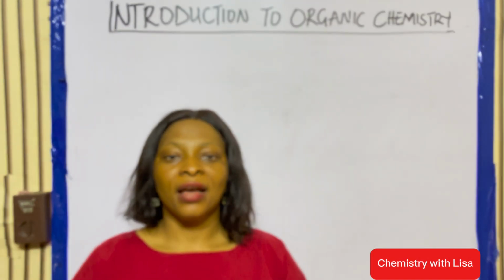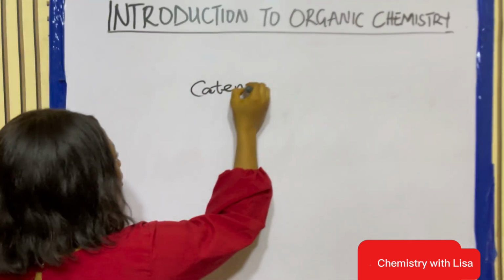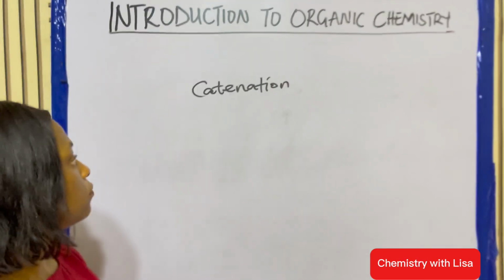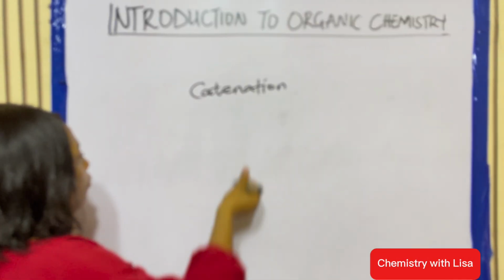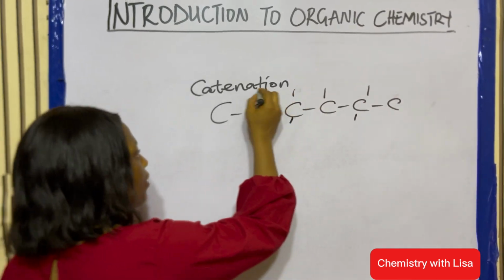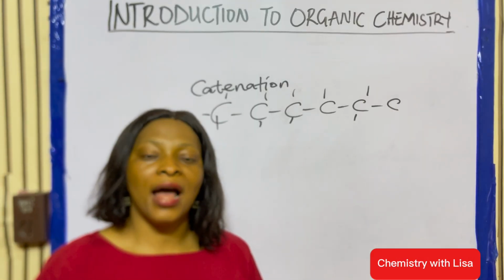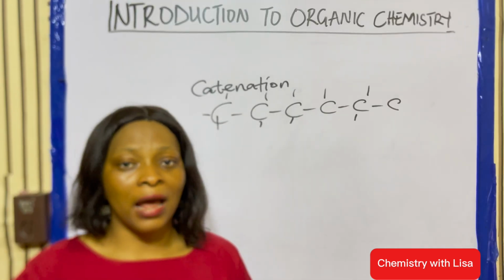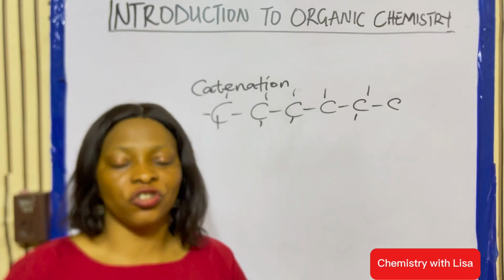Secondly, carbon has the ability to catenate. Catenation simply means that carbon can form long chains. Ability to form long chains, this is what we refer to as catenation. Then the third one is that carbon has the ability to react with other elements like oxygen, hydrogen, nitrogen, sulfur. It has ease of reaction.